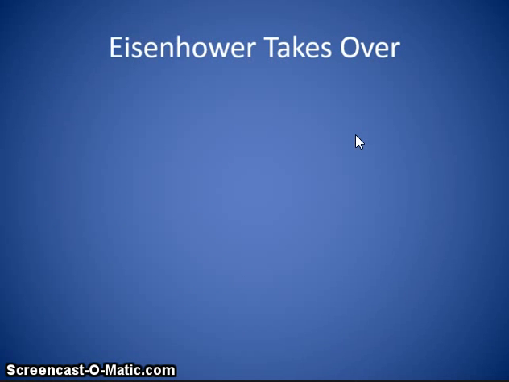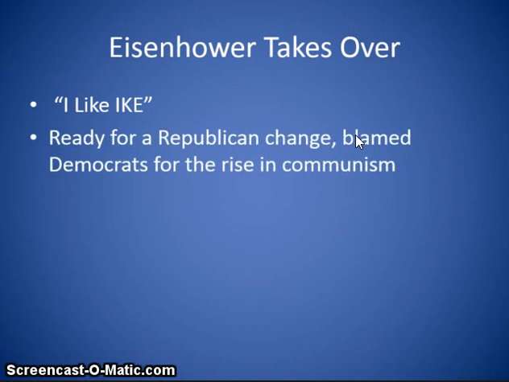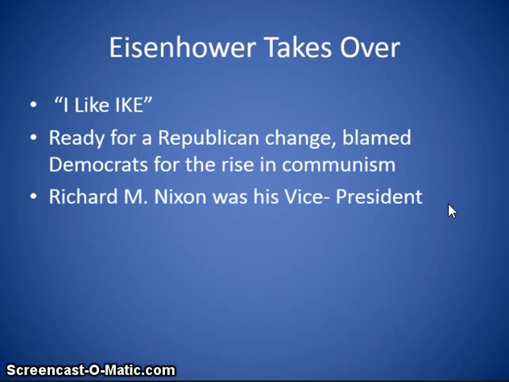So now when Eisenhower takes over, he goes off of this, not a policy, but like a slogan, I Like Ike, right? Dwight D. Eisenhower. So he takes over. The United States was ready for a Republican change, and they blamed the Democrats for the rise in communism, right? And Richard M. Nixon was his vice president, right? Richard Nixon was the vice president for Eisenhower.